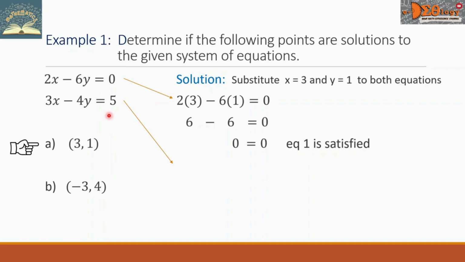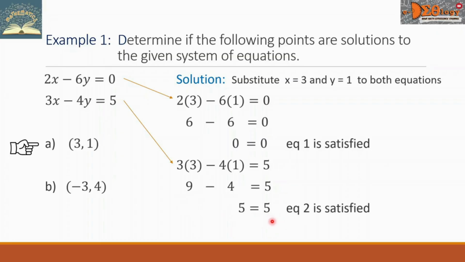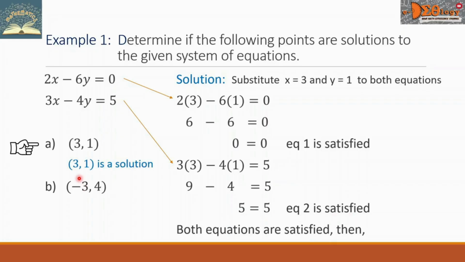What about equation 2? 3x minus 4y equals 5. It becomes 3 times 3 minus 4 times 1 equals 5. 3 times 3 is 9 minus 4 times 1, that is 4, equals 5. 9 minus 4 is 5 equals the right side 5. So equation 2 is satisfied. Then both equations are satisfied. That means this (3, 1) is a solution.